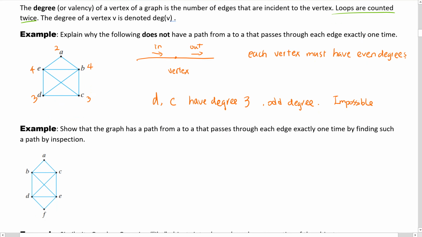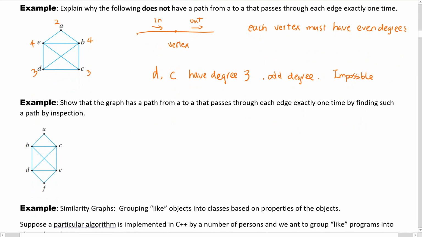All right, let's continue. Next example. We want to show that the graph has a path from A to A that passes through each edge exactly one time by finding such a path by inspection. Let's look at the degrees. A has degree 2, B degree 4, D also degree 4, F 2, E 4, C degree 4. Good, so you can see all of the vertices have even degrees. Let's try to find a path.